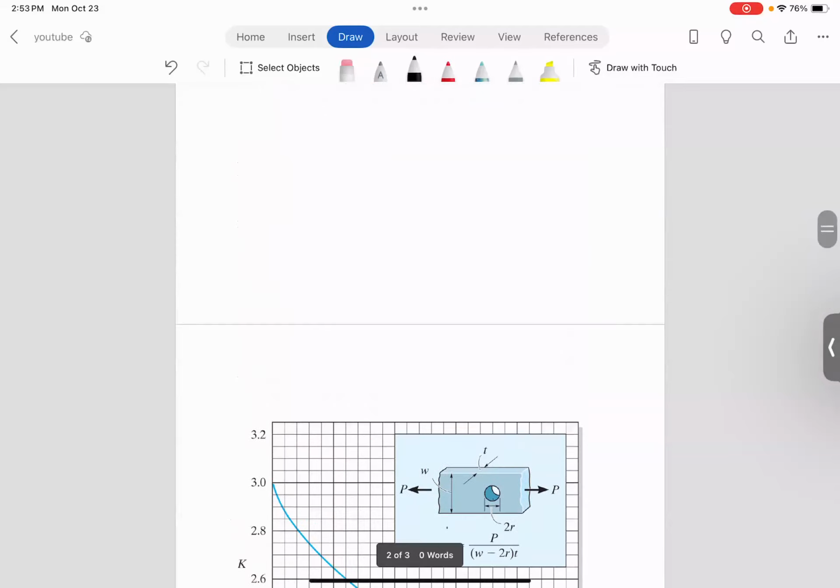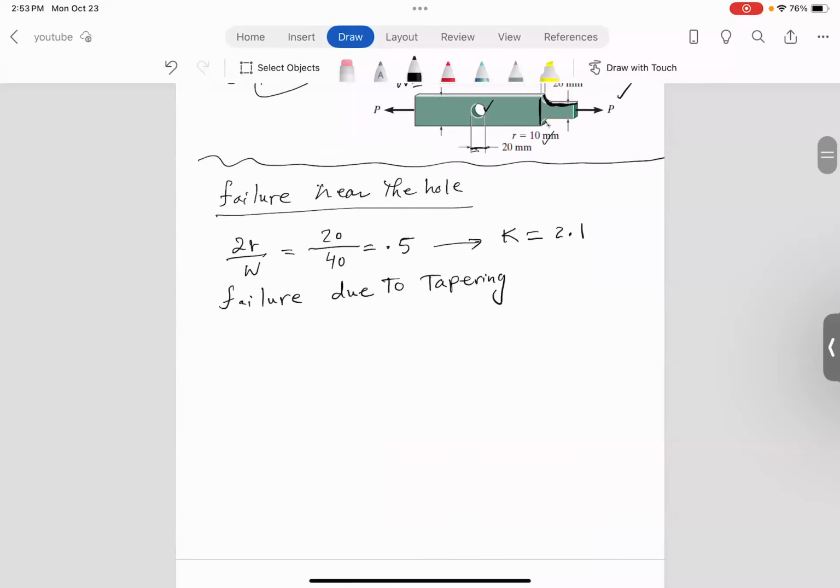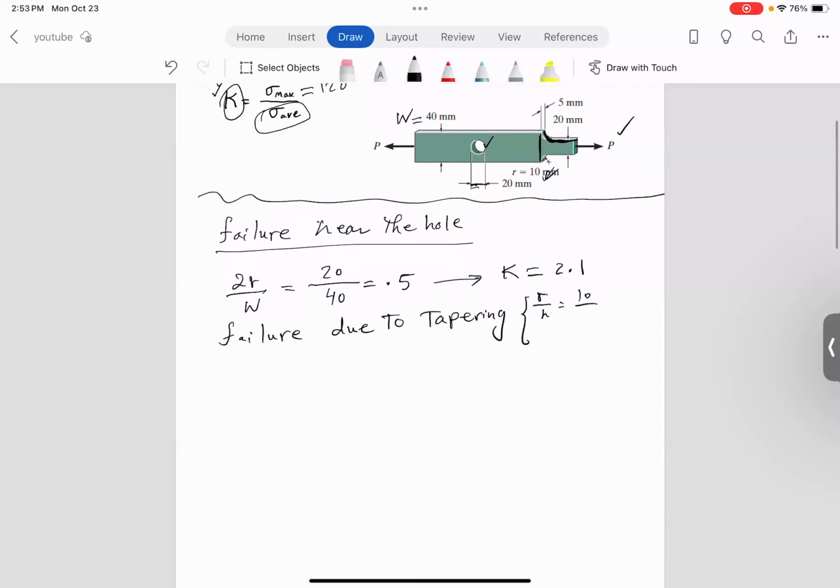All right. So we come back here and say, okay, look, R over H is 10 over, this is H, right? So that's 0.5. And then we also need the ratio of W to H. W is 40 and H is 20. So then we have to select the curve that has that ratio of 2.